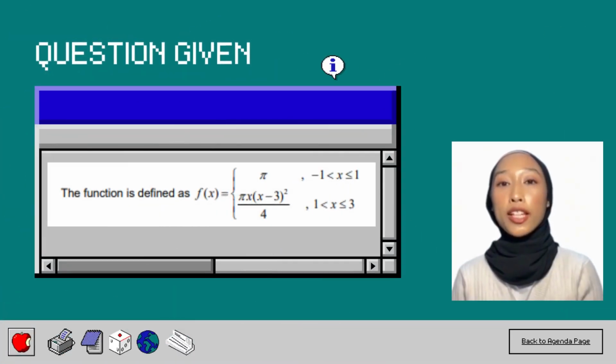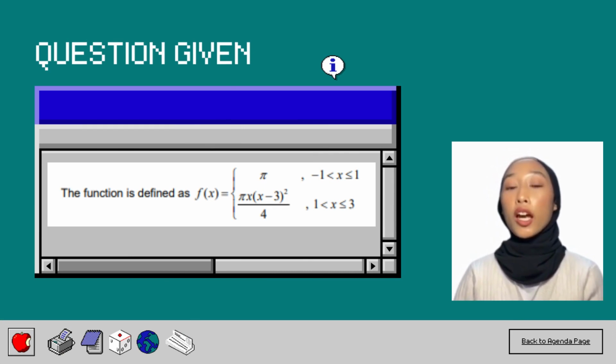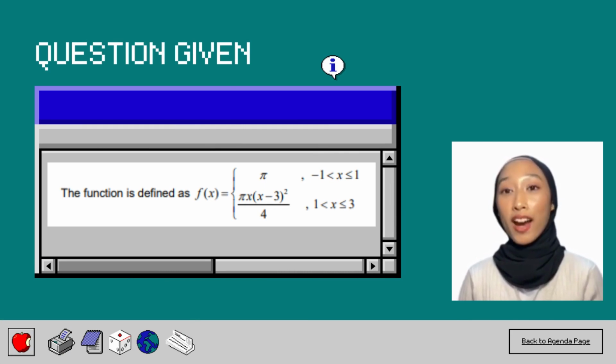Alright, so I will start to explain our assignment question, which was given by the lecturer. The question is about the Fourier series, where the function is defined as pi x from -1 to 1, and another function of f(x) is pi x minus 3 power of 2 over 4, for the value of x from 1 until 3.